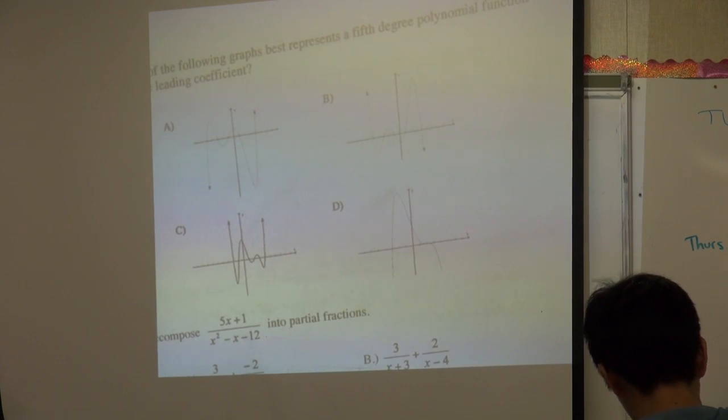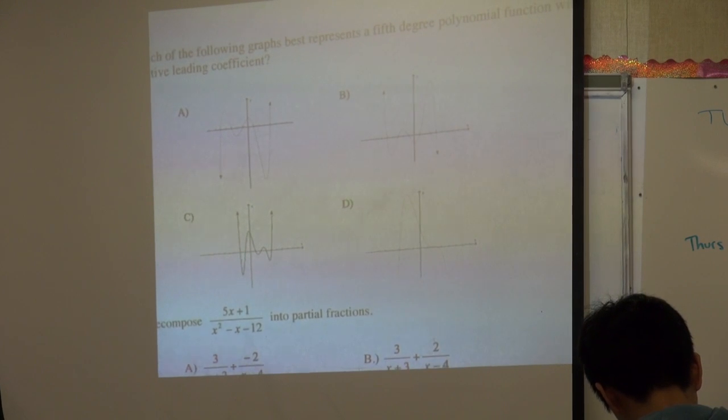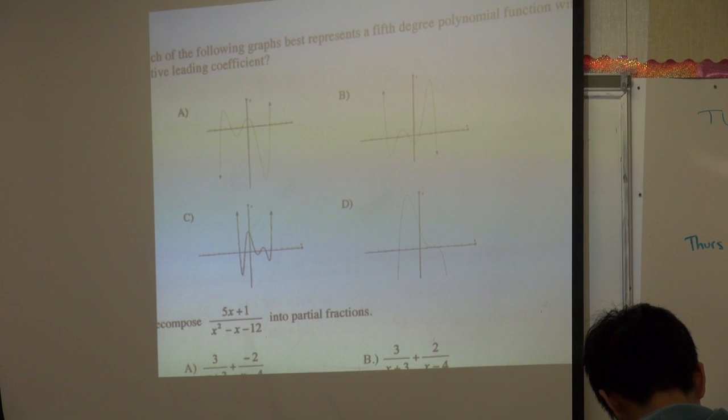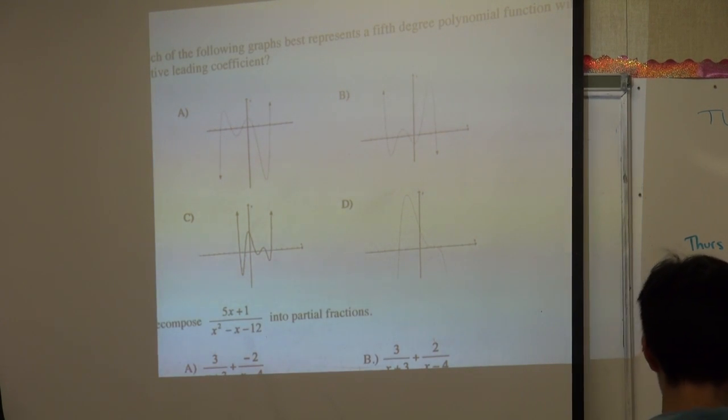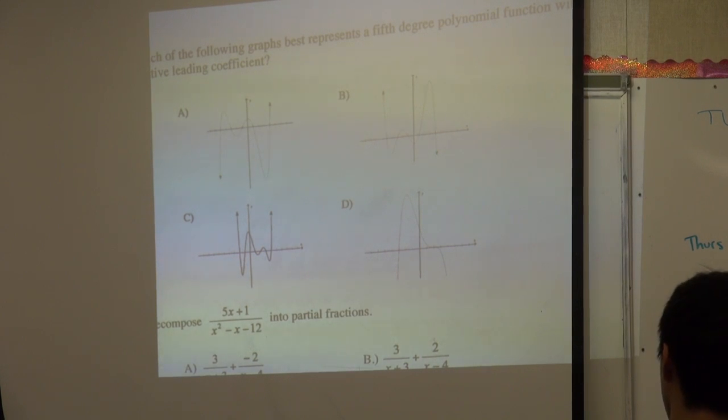All right. This one's not terribly easy to see. It didn't come out very dark on some of these graphs. But it's asking you for a 5th degree polynomial. 5 is an odd number. Odd means opposite end behavior. Just knowing opposite end behavior tells you it's not C or D, because C has both ends up and D has both ends down, and they're the same.